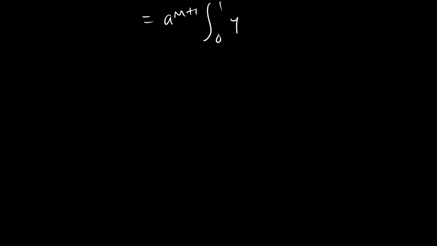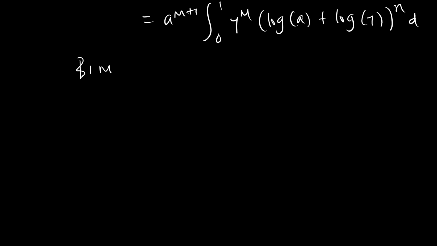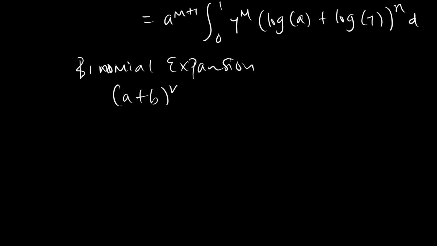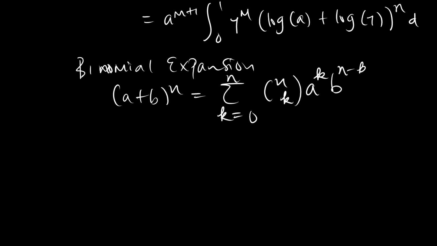Okay, so with that in mind, our problem has become the integral of y to the m times log of a plus log of y, to the power n, dy. So using binomial expansion, where (a plus b) to the n is the same as the sum from k equals 0 to n of n choose k, a to the k, b to the n minus k.